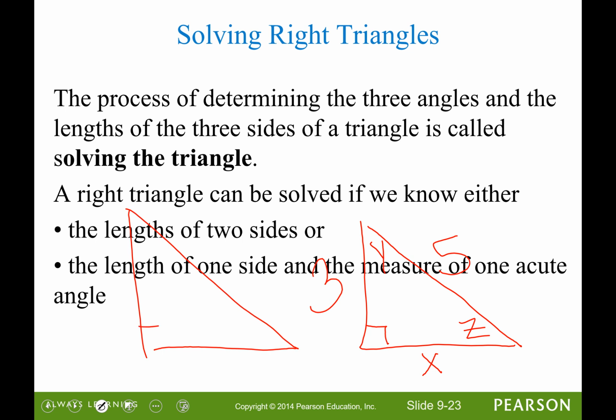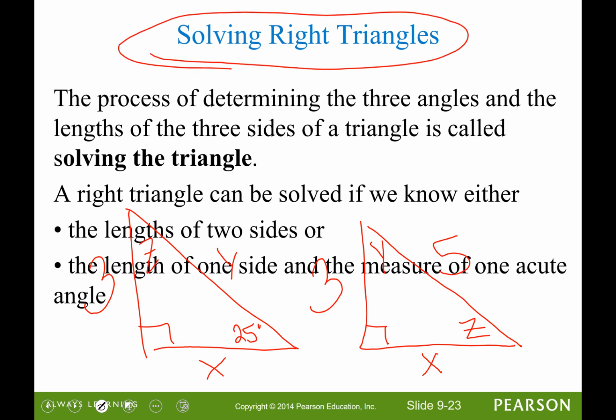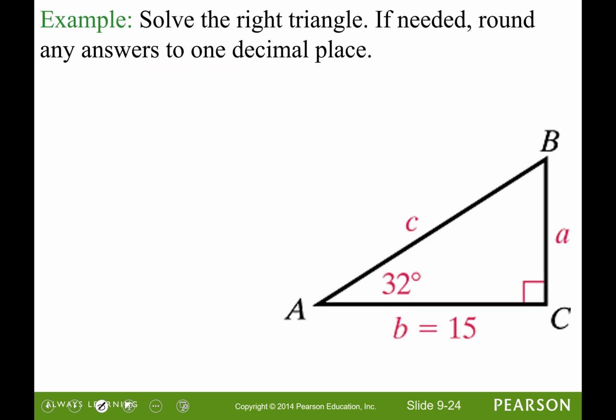If you're given a right triangle and your task is to solve it, given the length of one side and the measure of one acute angle, then you will need to find the 3 other parts: this side length, the length of the hypotenuse, or whatever the side not known is, and then the third angle measure. So when solving the right triangle, make sure you know all 3 side measures and all 3 angle measures. Okay, let's try an example.